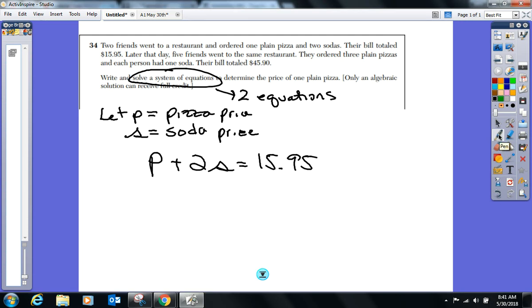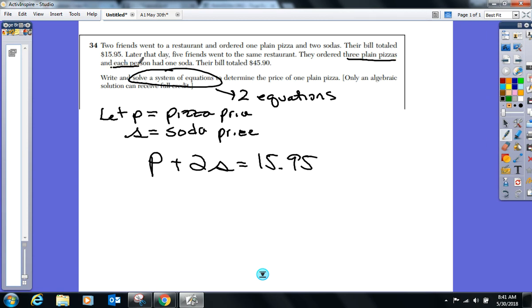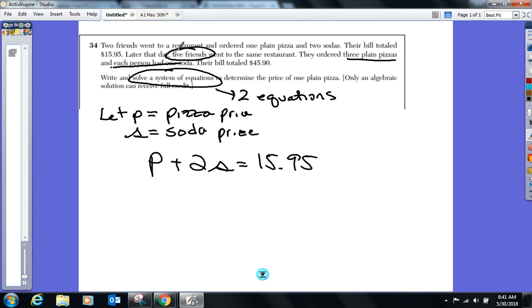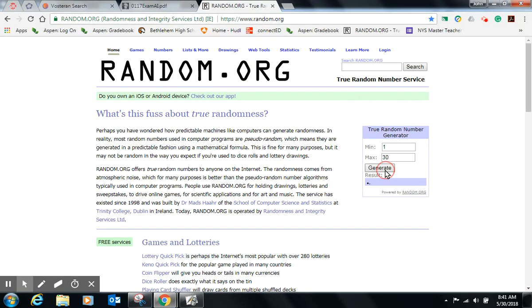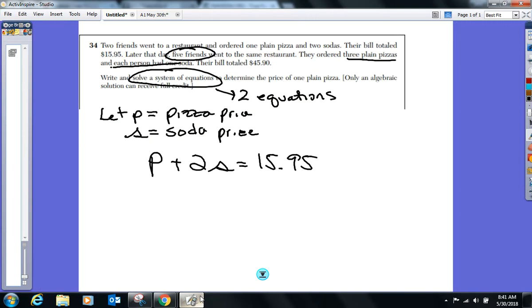I know it. They ordered 3 plain pizzas and each person had 1 soda. What do I mean by each person? 5 of those friends. Okay, 5 of those friends. So here we go. Go ahead, write an equation knowing 3 plain pizzas, each person ordered a soda. Where'd you get the 5S from? 5 people, 1 soda piece. And what was their bill, Hannah? Great job. $45.90.